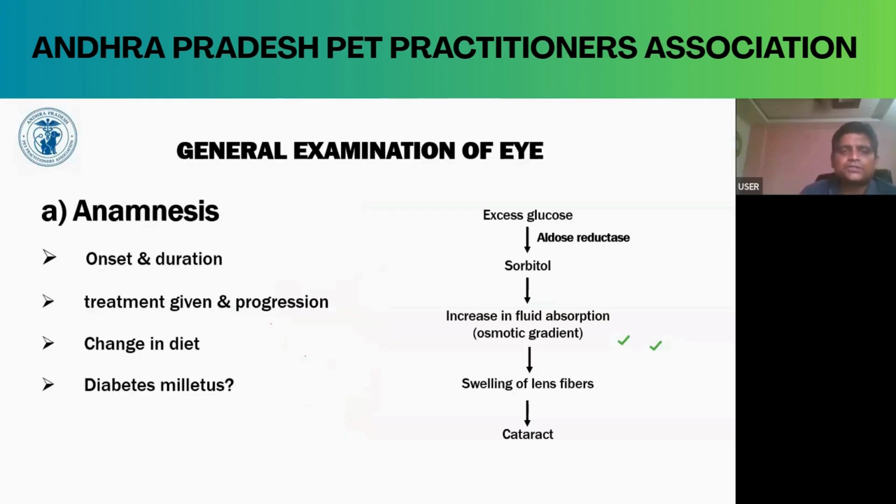In the history collection, the general things we ask are the onset and the duration of the condition: when it appeared and how long it has been present, whether 2 days, 3 days or 4 days. We also ask about any treatment given, and how it has progressed after treatment, whether it is reducing, increasing or static. And the third one is the change in the diet. It is very, very important.